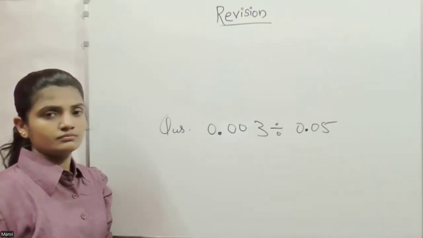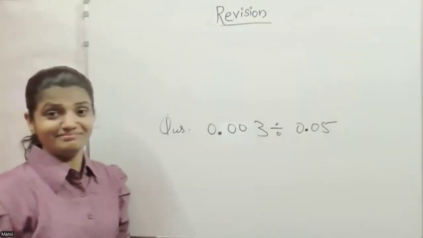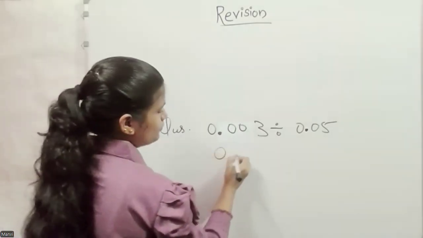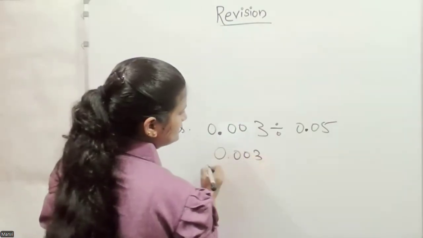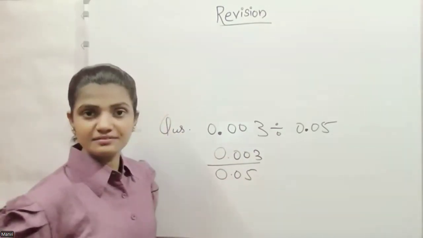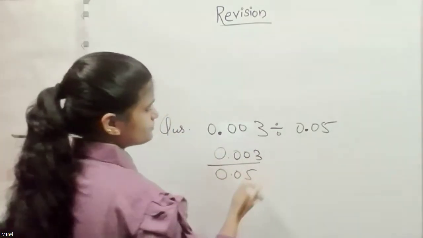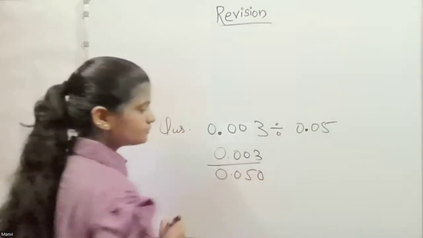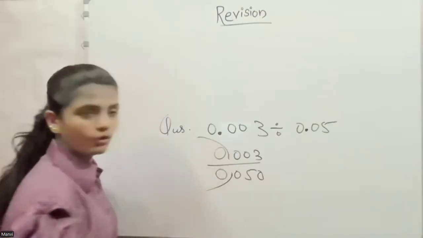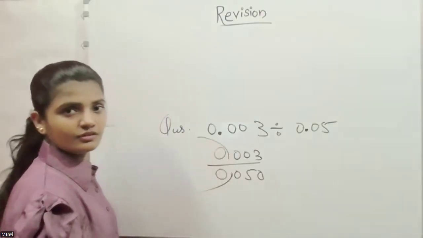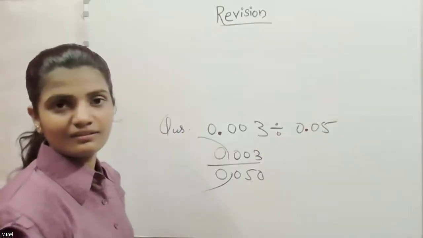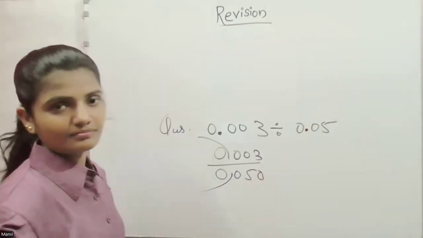Is it 16.2? How did you get this answer? 0.003, and in the denominator we have 0.05. Right? To make the decimal places the same, we can put a 0 in the bottom. Now this decimal and that decimal go away. We just have this 50 and that 3. Yep, we can just replace.